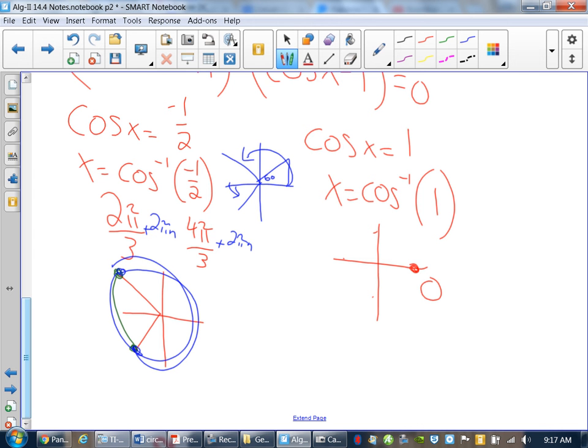I don't get where you get 2 pi. How long does it take you to get back to start? If you're at 2 pi over 3, how long does it take you to get back to 2 pi over 3? If you're at 4 pi over 3, how long does it take you to get back to 4 pi over 3? 2 pi. There you go.